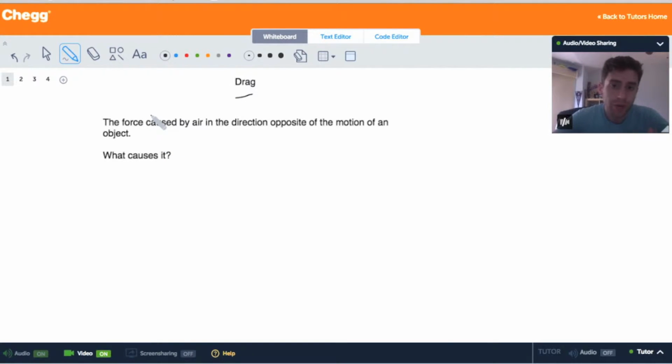This lesson is about drag, which is the force caused by air or any fluid that an object is moving in, and it acts in the direction opposite of the motion of that object. So what actually causes it?